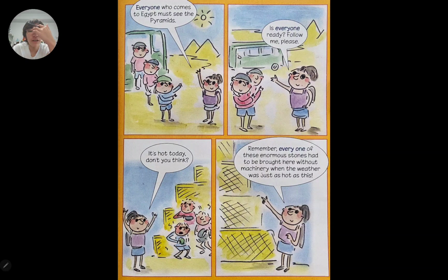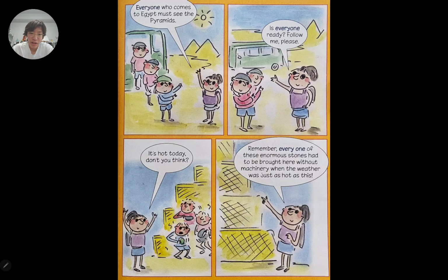Alright, next up, we have these two words. Everyone and every one. Just like last time, they pretty much mean the same thing. Except everyone means, well, all people. Whilst every one is like each and every one. Every one of these is like all of these. Like everyone is all people.